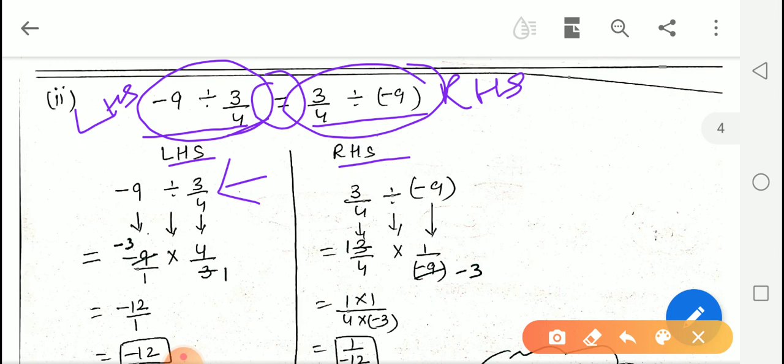Here -9 is divided by 3 by 4. Now we will copy down the -9 as it is.